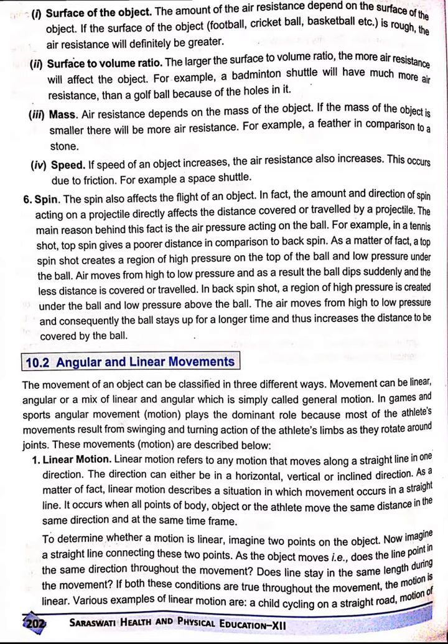Angular and linear movements. The movement of an object can be classified in three different ways. Movement can be linear, angular, or a mix of linear and angular, which is simply called general motion. Linear motion refers to any motion that moves along a straight line in one direction. The direction can be horizontal, vertical or inclined.